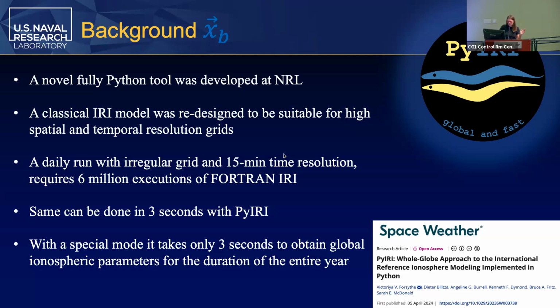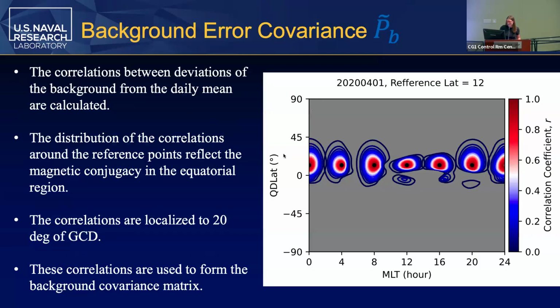So this all was rewritten so that the electron density is evaluated simultaneously on the whole geomagnetic grid. And this takes only 3 seconds to determine electron density for the entire day for a pretty high resolution global grid. Anyway, it was just like an advertisement. The code is publicly available on GitHub. Just pip install Pi-IRI.